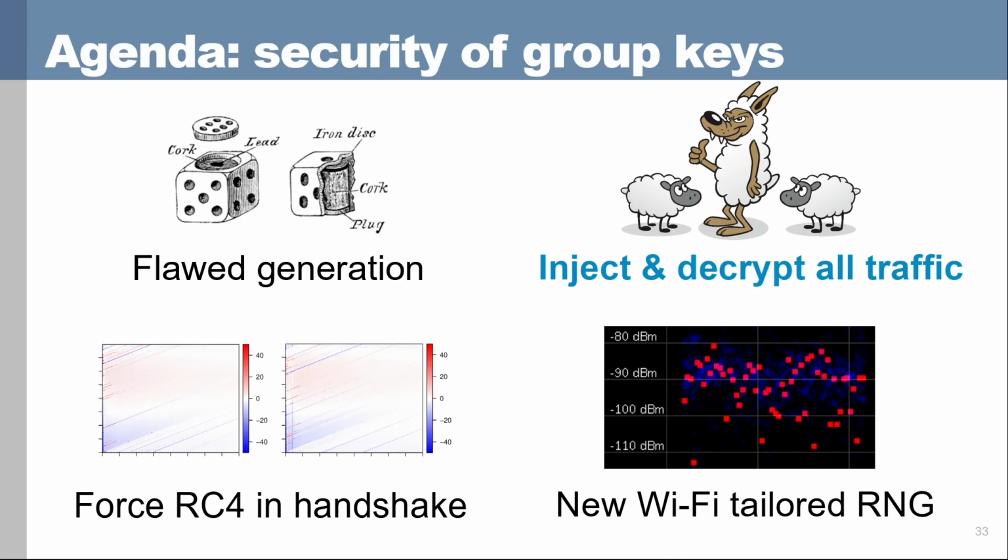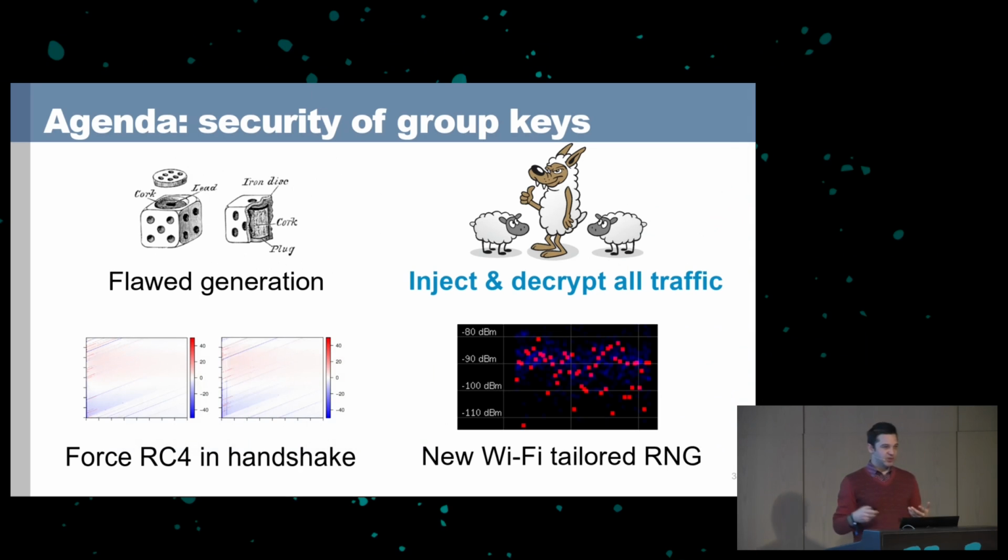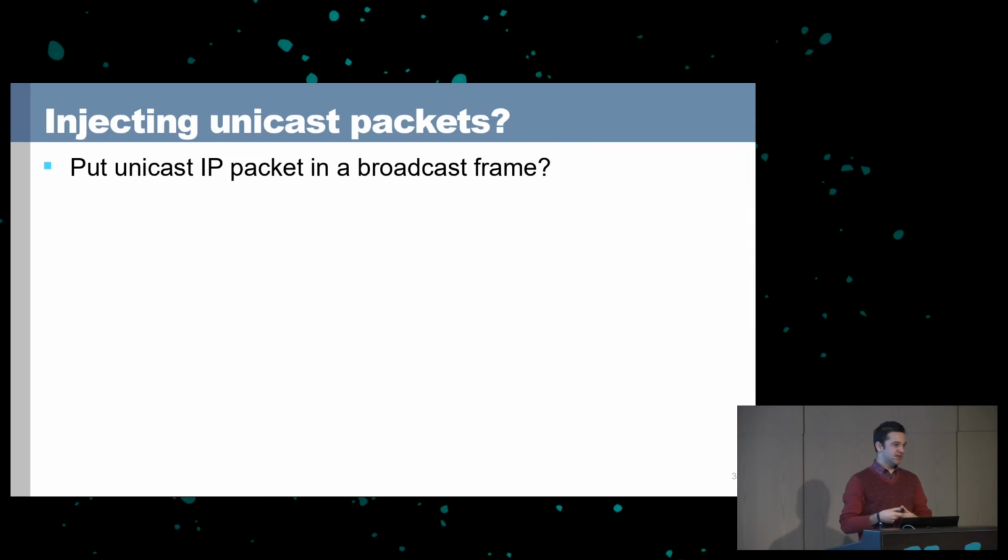So that concludes how we can generate and predict this group key. We will now explain the second main part of the presentation, how we can exploit this group key to inject and decrypt traffic. So let's start with a simple case. We want to inject a unicast IP packet and we want to send it towards a client.